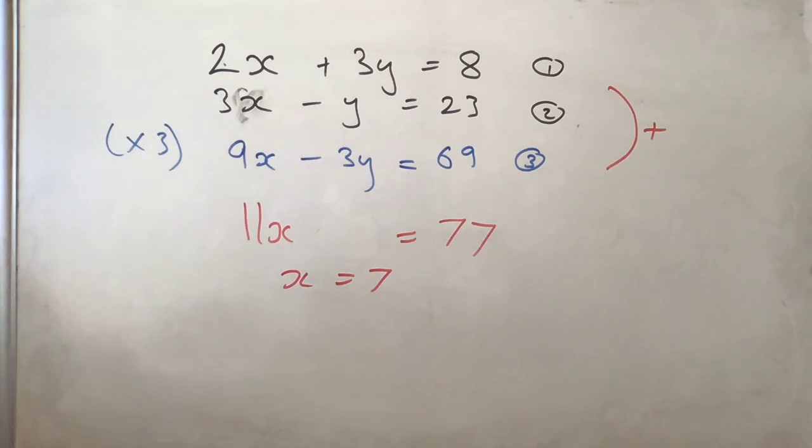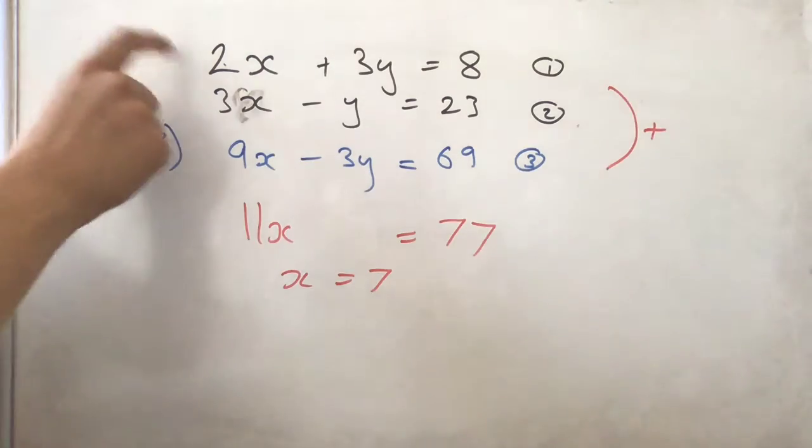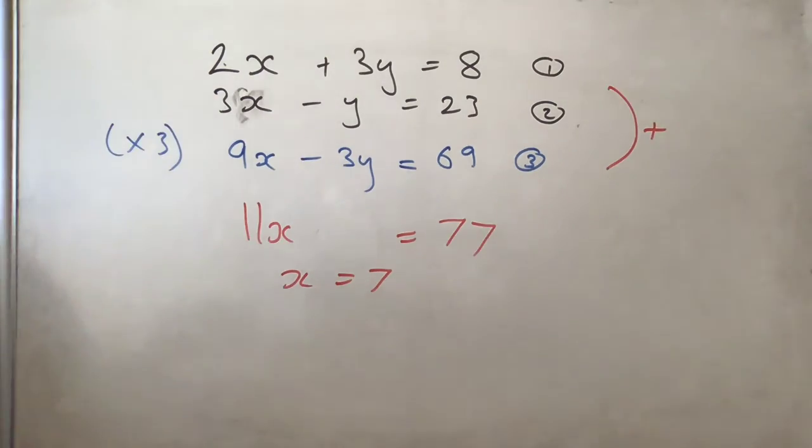Now, having found the value of x, we now want to find the value of y. If we found the value of y first, we would now find x, but as we found x first, we want to find the value of y. And we can do this by substituting this value of x, x equals 7, into equation 1 or 2. Let's say we're going to choose equation 1 and substitute x equals 7 into this linear equation to find the value of y.